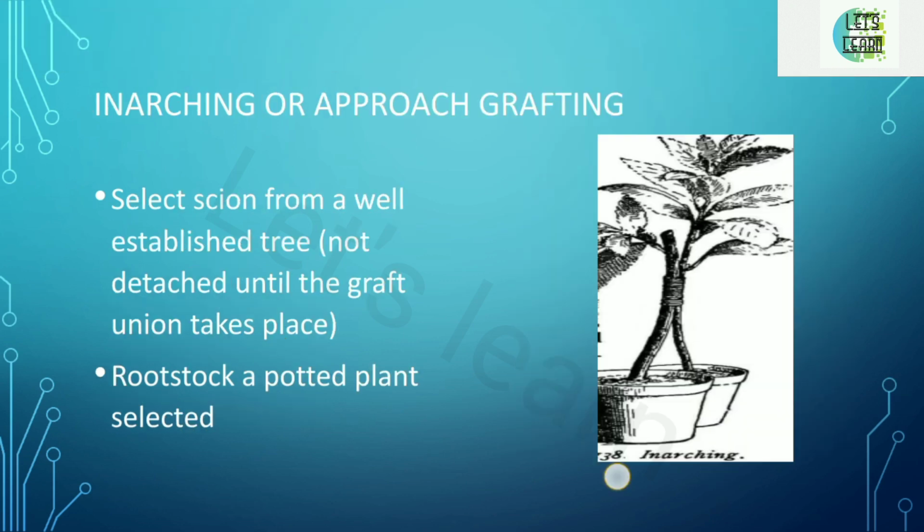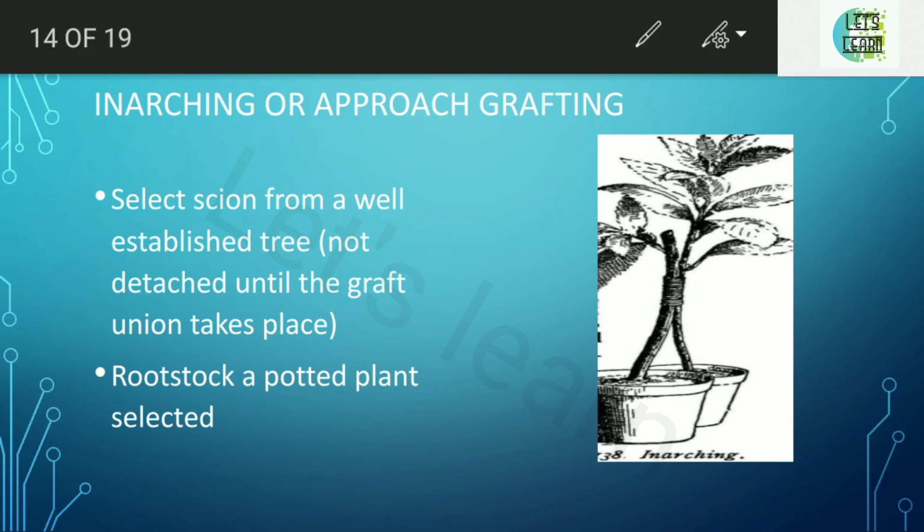Okay, next is inarching or approach grafting. Here select the scion from a well established tree, not detached until the graft union takes place. Okay, so what is the meaning of this? It means from a big tree. From that a scion should be selected, and it should not be detached from the mother plant till the graft union takes place. And the rootstock should be from a potted plant.